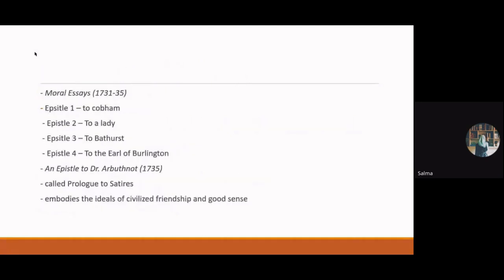Then I think I told you he has written four epistles. The first epistle he was addressing to Cobham, the second epistle to a lady, the third epistle to Bathurst, and the fourth epistle to the Earl of Burlington. Then he has written this work, An Epistle to Dr. Arbuthnot, and this Epistle to Dr. Arbuthnot was also called the Prologue to the Satires, and it embodies the ideals of civilized friendship and good sense.